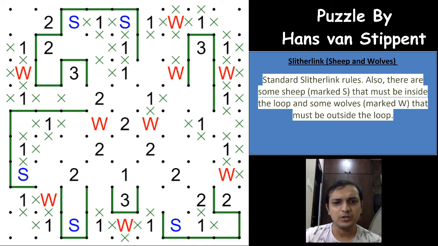So if you see here, the other way to draw, I would say the other way to see that a W cannot be inside the loop is shading the cells which are inside the loop. So I'll help you out in this manner. I'll say what that means.